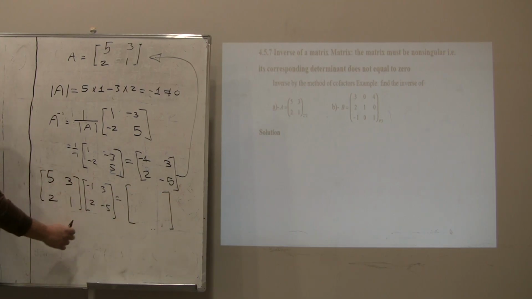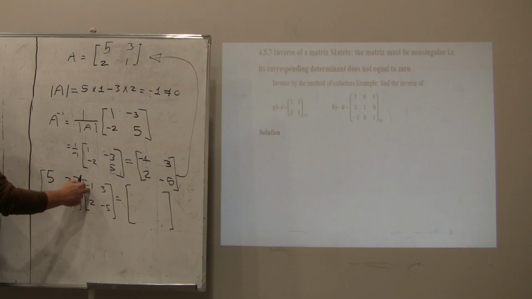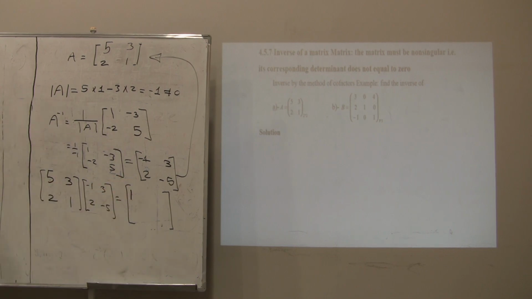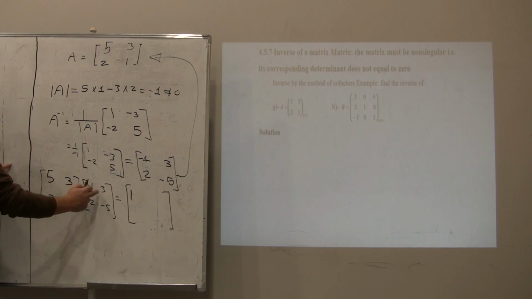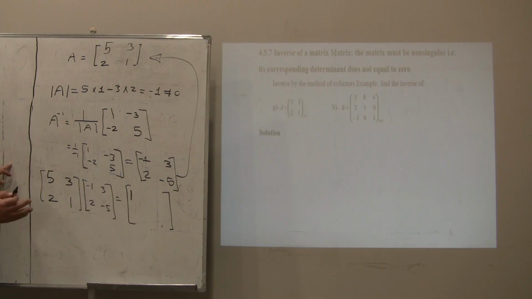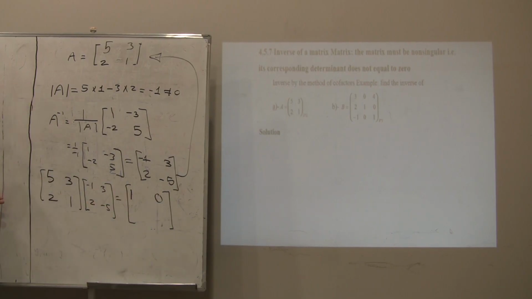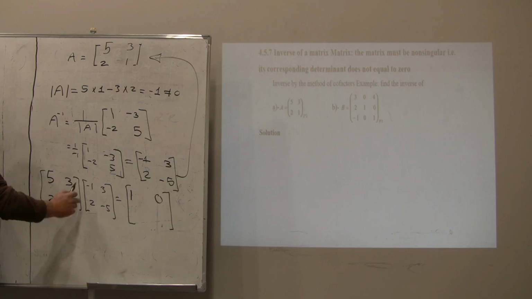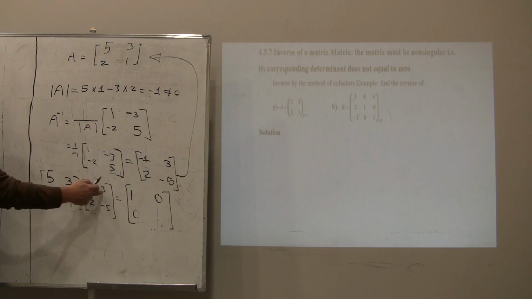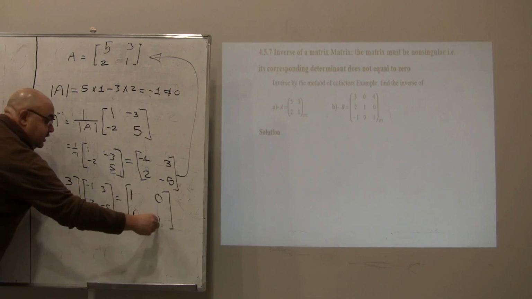Multiply the first row by the first column. 5 times negative 1, negative 5, plus 3 times 2, 6. The result is 1. Then multiply the first row by the second column. So it's going to be 5 times 3, 15, plus 3 times negative 5, negative 15. So the result will be 0. Multiplying the second row by the first column: 2 times negative 1, negative 2, plus 1 times 2, the result will be 0. Multiply the second row by the second column: 2 times 3, 6, minus 5, the result is 1.